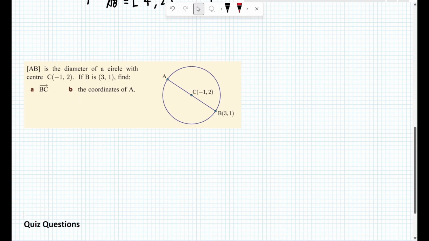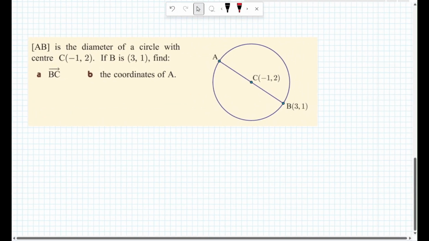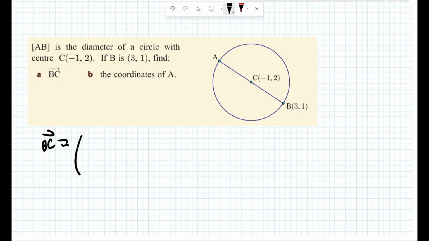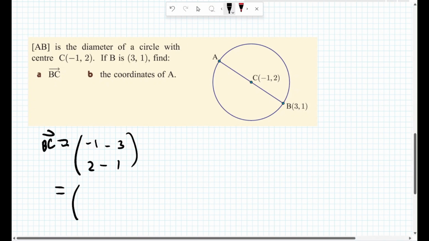All right, next one we're going to do is this circle question. So that's what it is. We want to find the vector BC. I'll mix it up. We'll do it vertically this time. So we're going to take our C coordinates, -1, take 3. So that's our C's, take our B's. And then 2, take 1 would be our Y coordinates. So I'm going to get (-4, 1) to go from B to C.